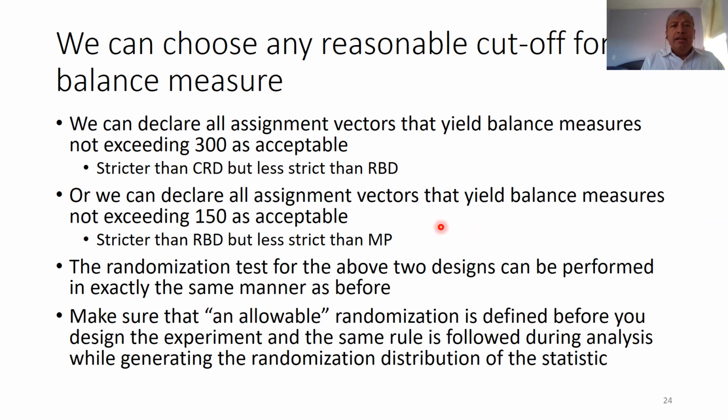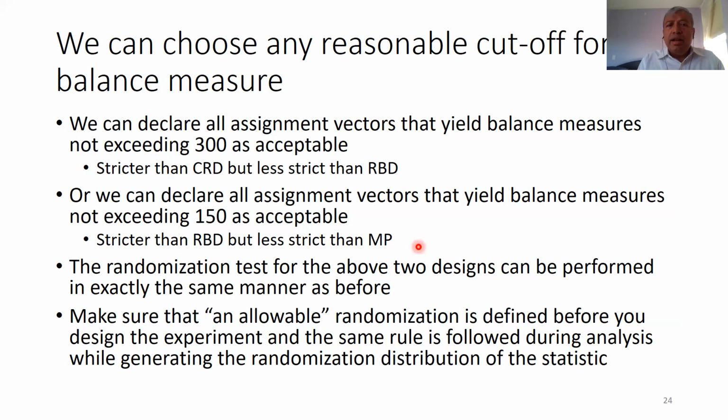So, for example, we can declare all assignment vectors that yield balance measures not exceeding 300 as acceptable, right? So this design would be stricter than a completely randomized design, but it would be less strict than a randomized block design with 2 blocks. Once again, we could declare all assignment vectors that yield balance measures not exceeding 150 as acceptable, right? This would be stricter than randomized block design, but less strict than matched pair design, right?